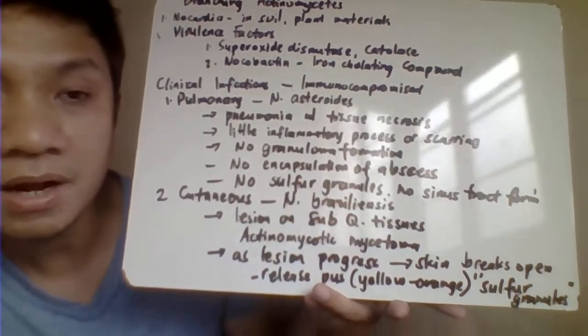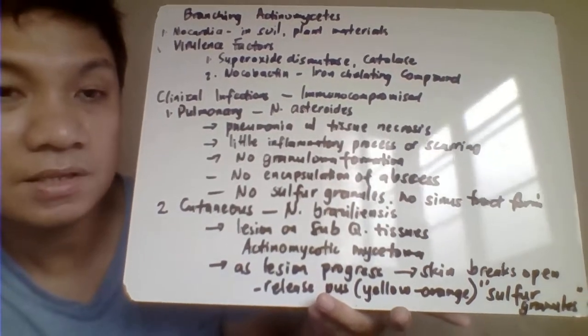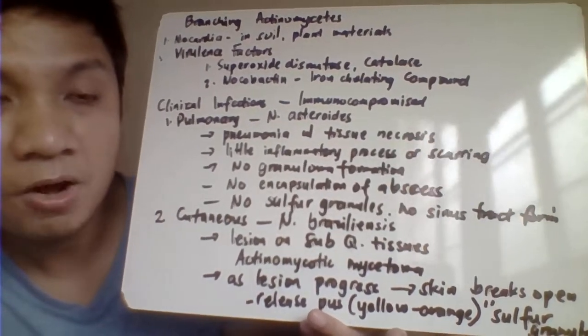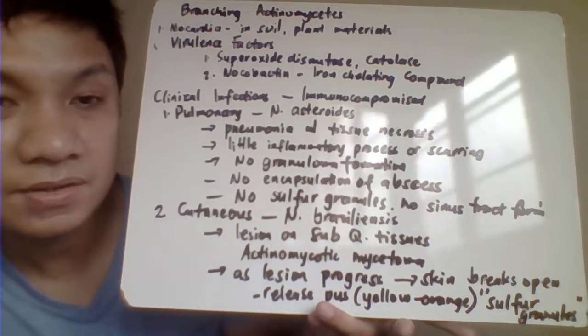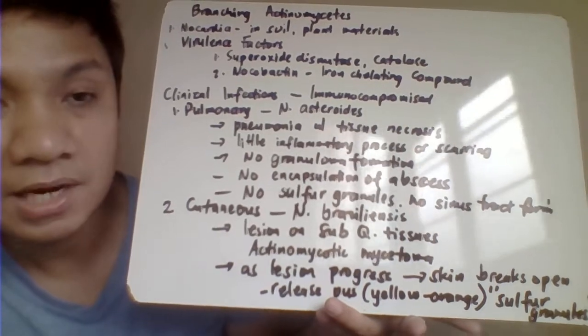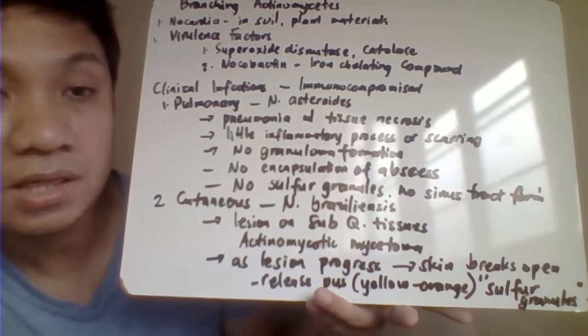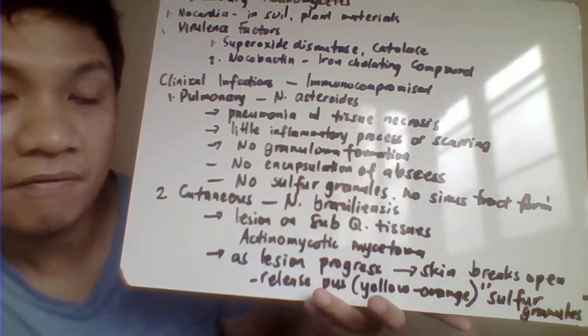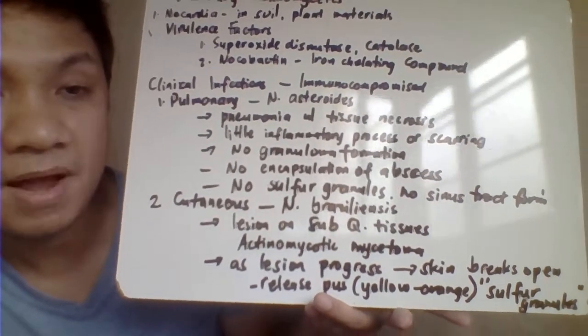So the following are the virulence factors: superoxide dismutase, catalase. Another one is your nocobactin. Nocobactin is the iron chelating agent. We try to chelate the iron of the host and eventually try to deprive the host of its own iron supply. Another one, clinical manifestation or the infection caused here by Nocardia.